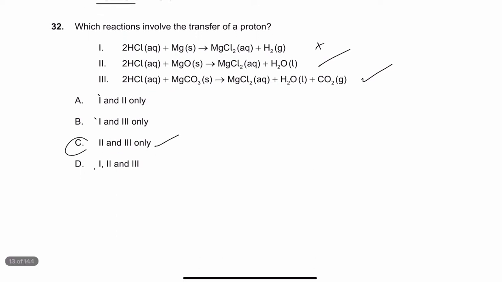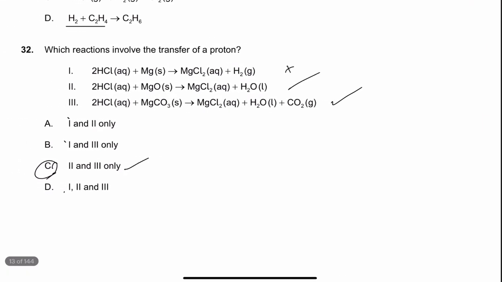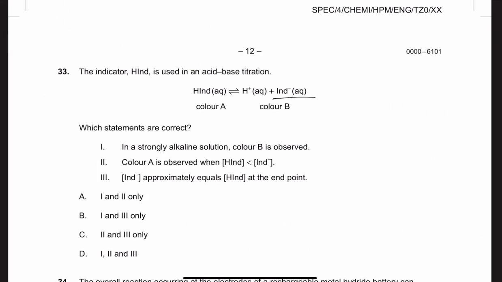So I would say it's definitely C. Seems like the only right option. 1 is simply not the transfer of a proton, while the other two are clearly transfers of a proton. So for 32, we have C.